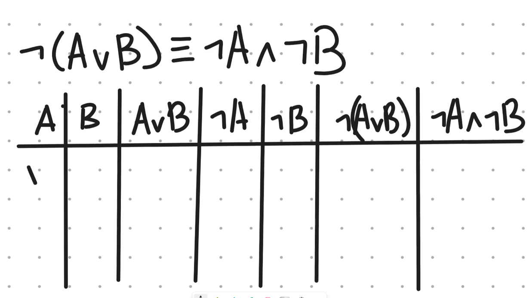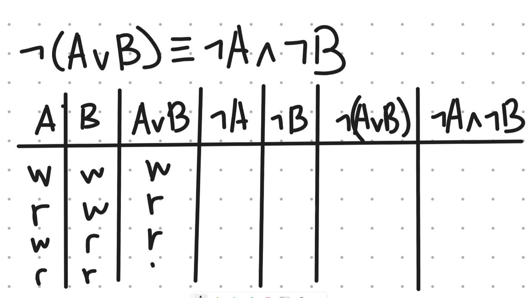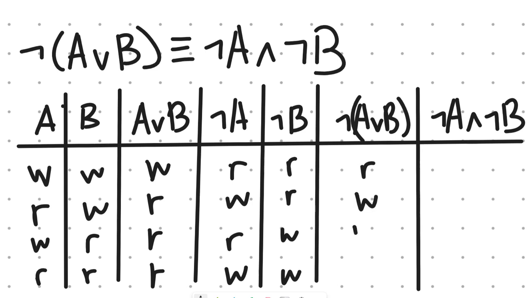So this can be wrong, right, wrong, right. Then this should be wrong, wrong, right, right. Then A or B: when one of them is right, everything is right. So none of them is right, so it's wrong. One of them is right, so it's right, and all of them are right. Not A is the negation of A, so this is right, wrong, right, wrong. And the other one is right, right, wrong, wrong. And the negation of A or B is just the negation of that column, so right, wrong, wrong, wrong.